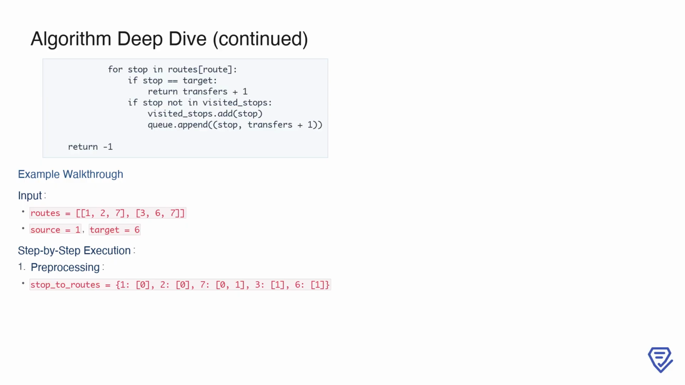Now let's consider an example to see how this works in practice. Suppose the input consists of two bus routes, 1, 2, 7, and 3, 6, 7, with a source stop of 1 and a target stop of 6. The goal is to determine the minimum number of bus transfers required to travel between these stops. The first step is to pre-process the data by building the stop_to_routes mapping. For this example, the resulting mapping is 1: 0, 2: 0, 7: 0, 1, 3: 1, 6: 1. This shows which routes are accessible from each stop, making it easy to reference during traversal.